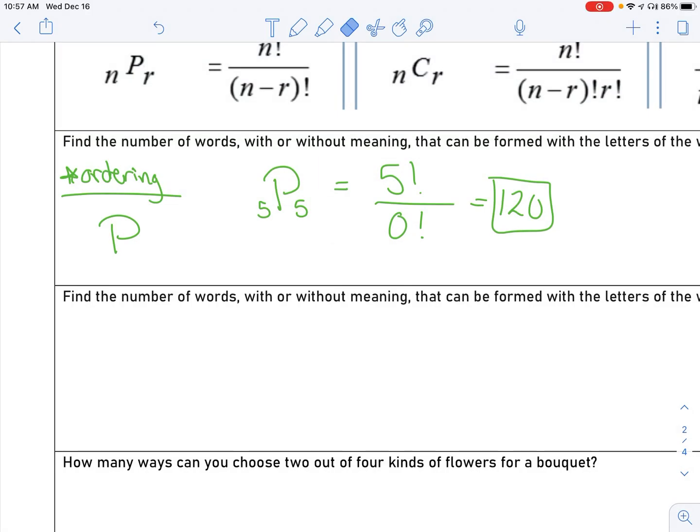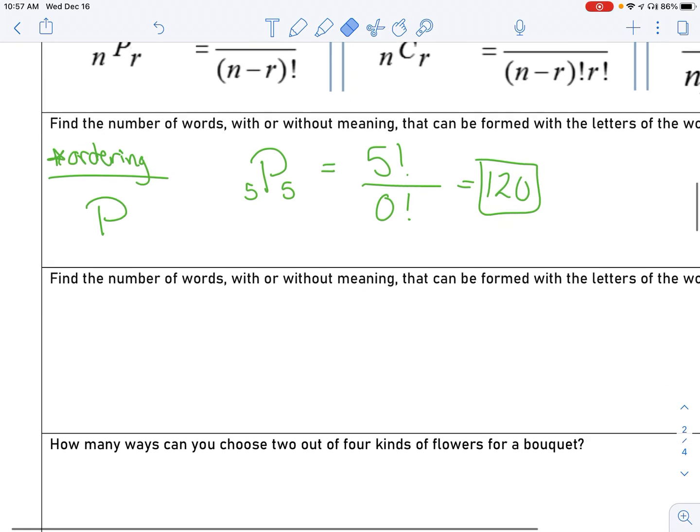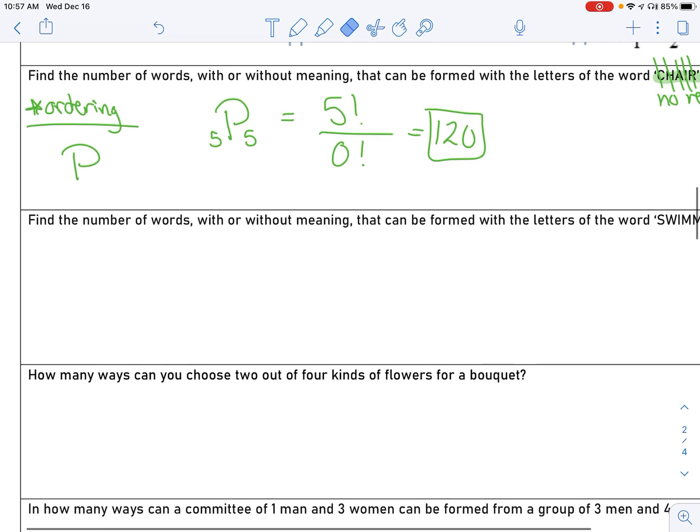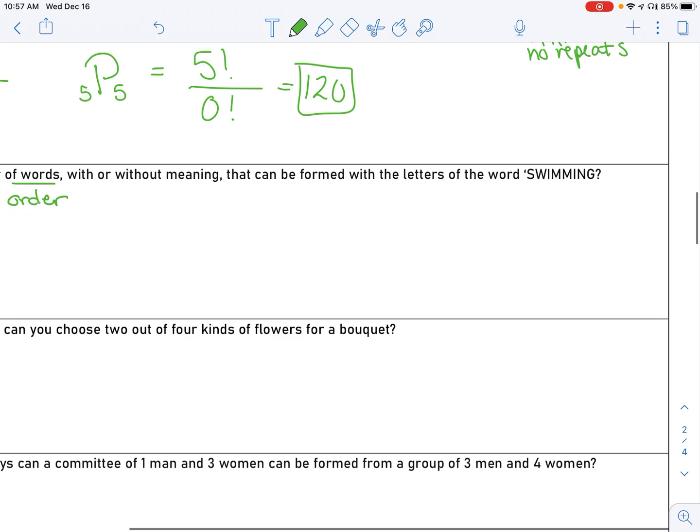Now, when we go through these, it's really important. We have to decide, is order important or is order not important? Or is this like what we did yesterday? Because I did throw some of those in there. Find the number of words. To me, that sounds like there's going to be an order here, with or without meaning, that can be formed with the letters in swimming. Ooh, there are repeats in here. We got to be careful.